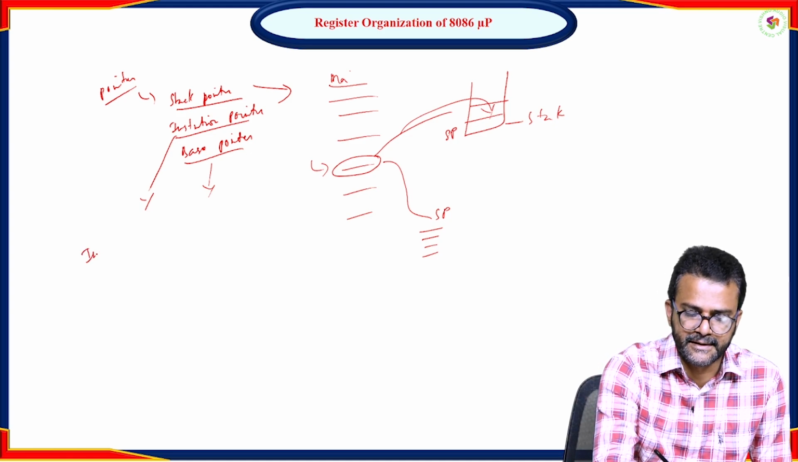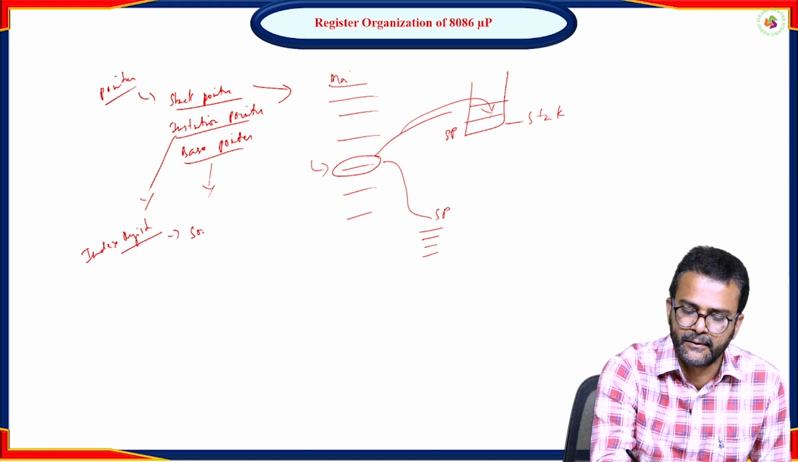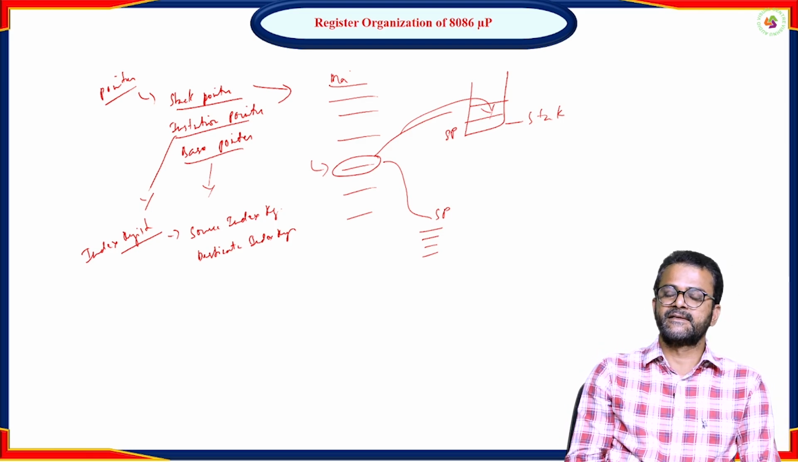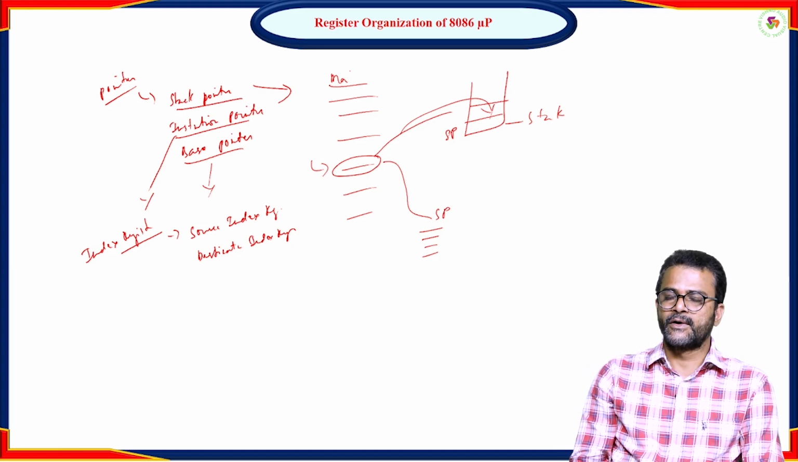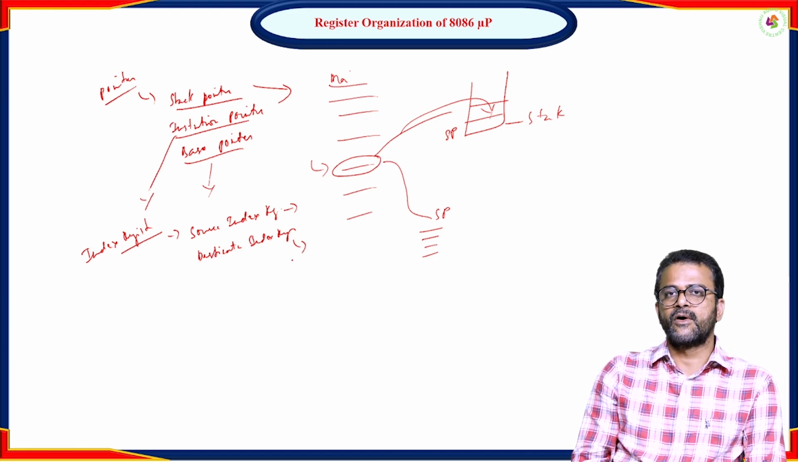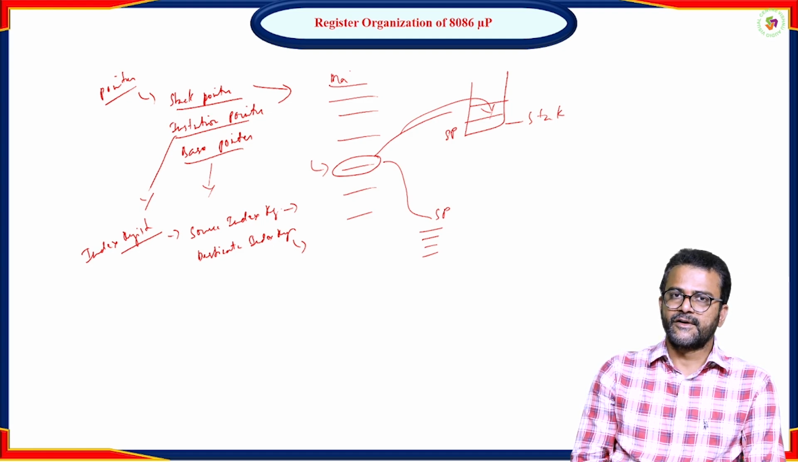Next we have index registers. We have two types: the source index register and the destination index register. Both are used to point out some memory location. The source index register is used to store the memory location of the source data, and the destination index register is used to store the address of the destination data.